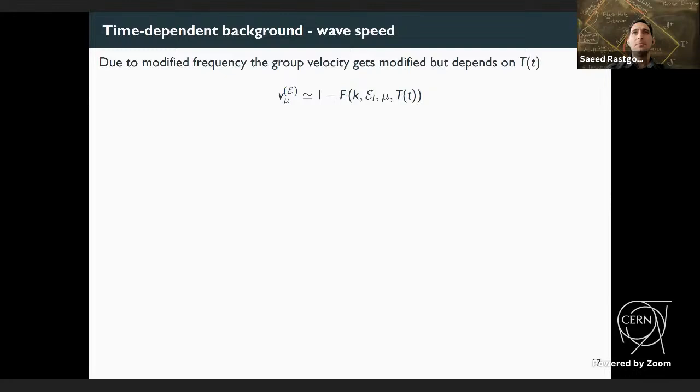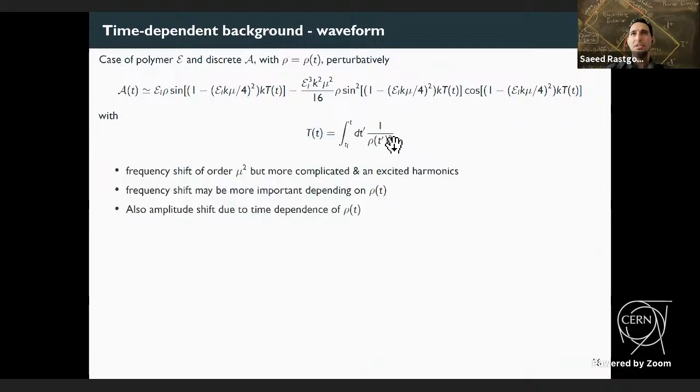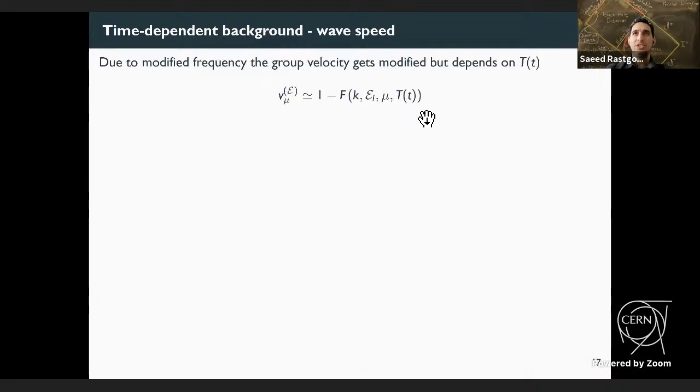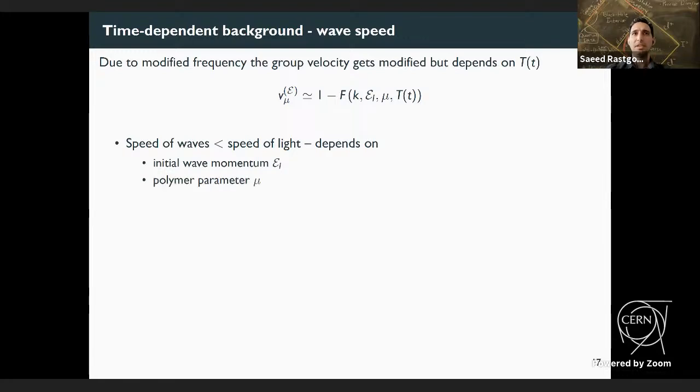And also, in this case, we also have the change in the speed of the wave, but this change is dependent on rho, the cosmological model we have, because this t was a function of rho, if you remember here. But in general, we can say that, again, the speed of waves is smaller than the speed of light, and that also depends on the initial momentum of the wave, the polymer parameter, and also the mode k. So in all of these, you see there's Lorentz violation that can be computed based on the model.